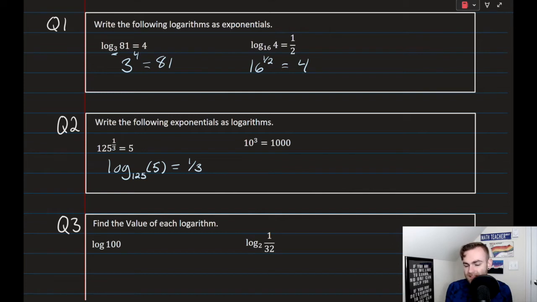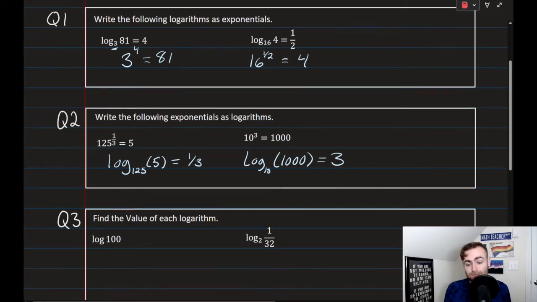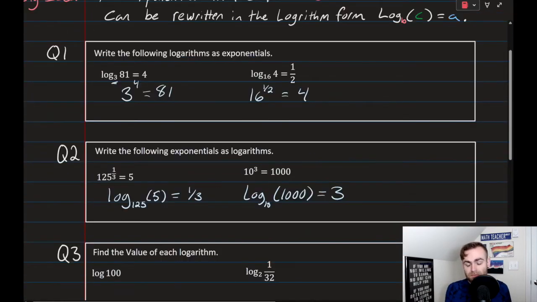Last but not least is 10 to the 3rd power is 1,000. So this would be the log with the base of 10 of 1,000 is equal to 3. Now, I also might sometimes use a capital L. That's just semantics. It really doesn't make a huge difference. But that is the conversion. So going from logarithms to exponentials and then exponentials to logarithms. Not too bad.